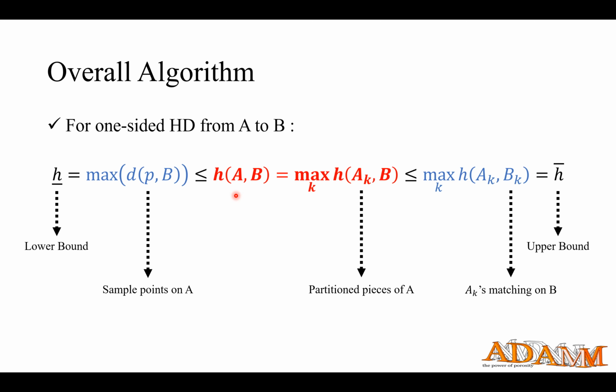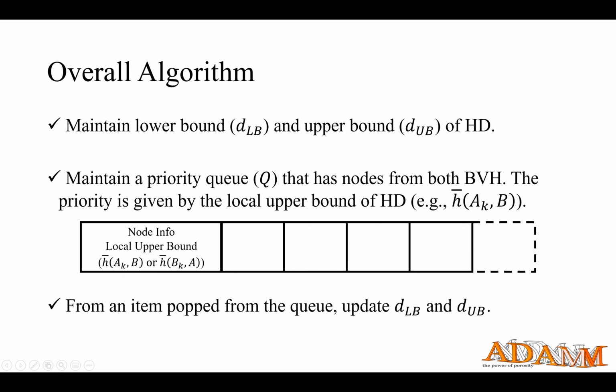Now, let me introduce the overall algorithm. As we have seen before, we can find the lower bound of HD by sampling points on one model and projecting them on the other one. We can also find the upper bound of HD by partitioning a model and finding matching in the other model. Therefore, we can maintain these bounds of the final HD during the algorithm. Also, we maintain a priority queue that contains nodes from both BVHs.